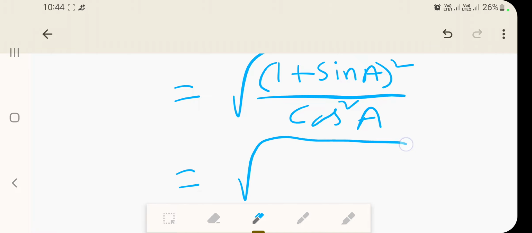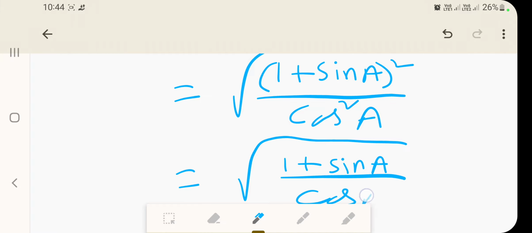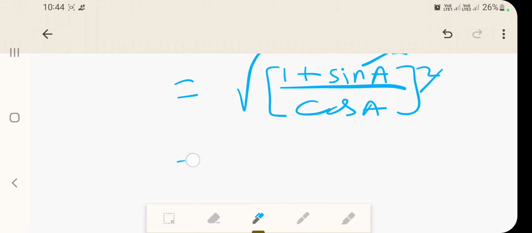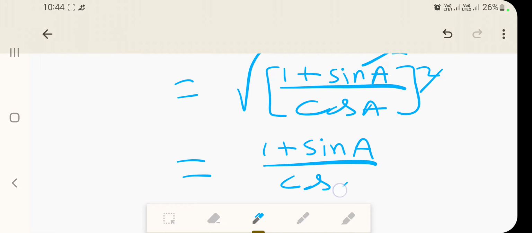Inside the square root we have 1 plus sin A divided by cos A. Both numerator and denominator have the same power 2, so we can write it as a single term, 1 plus sin A divided by cos A whole square. Now this square and square root get cancelled, and we get 1 plus sin A divided by cos A.